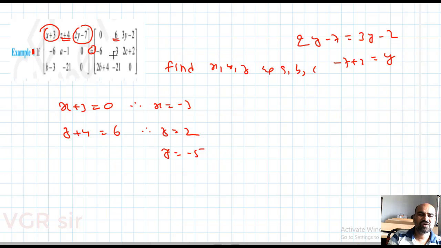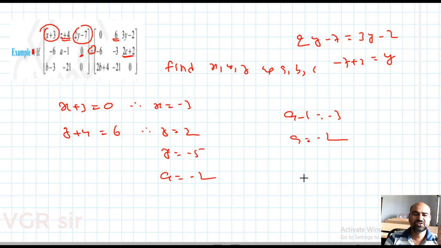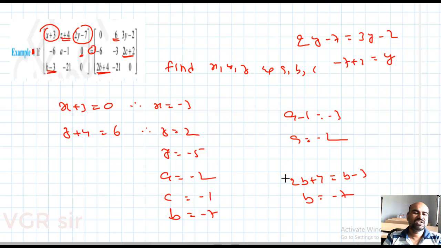Okay, a minus 1 equal to minus 3. A equal to minus 2. 0 equal to 2c plus 2. 0 should be equal to 2c plus 2. What is the meaning? 2c equal to minus 2, c equal to minus 1. Okay, b minus 3 should be equal to this. To find the b value, 2b plus 4 should be equal to b minus 3. b equal to minus 7. The value of b equal to minus 7. Next, minus 21 minus 20, 0 equal to 0. So now you got a, b, c and x, y, z. This is one of the applications of equality of two matrices.